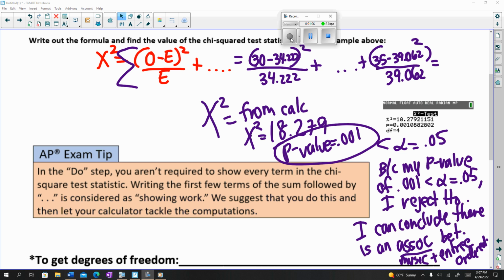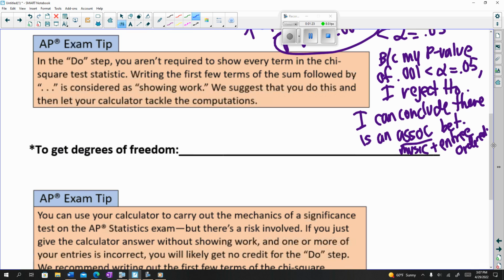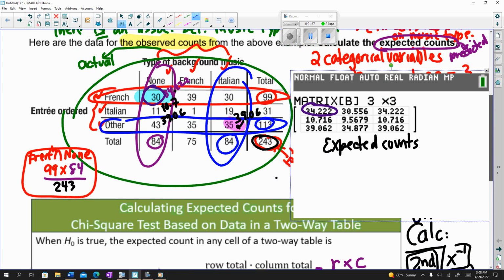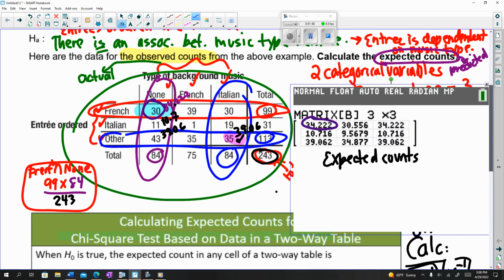Now, I do want to mention how to get the degrees of freedom. We only have to get the degrees of freedom on the calculator. In this case, it's right here. Degrees of freedom equals 4. But there is a way to get the degrees of freedom by hand. And the way to do it is you get the number of rows minus 1 times the number of columns minus 1, without totals. So if you remember back to my question, here was my matrix. This was 3 rows and 3 columns, without the totals, 3 by 3.